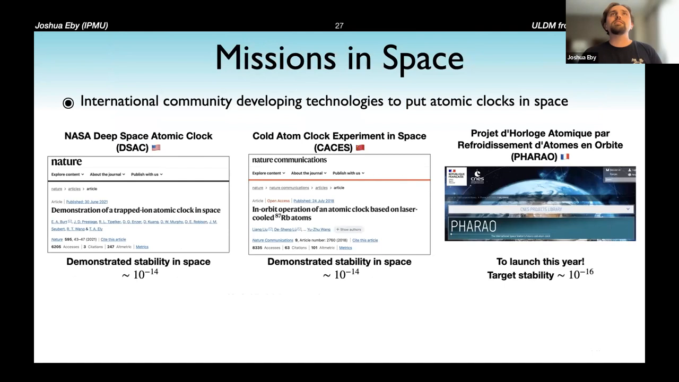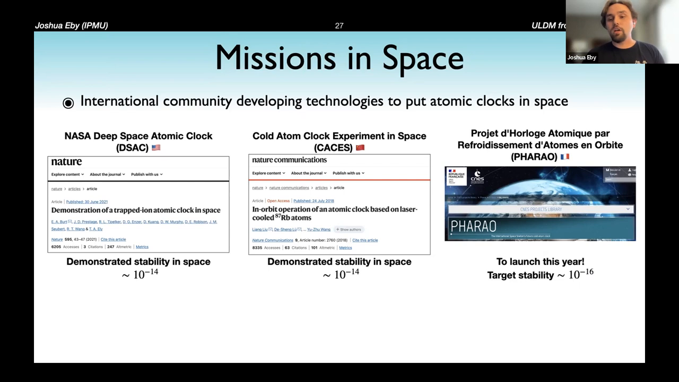The other side of this is that atomic clocks in space are already well motivated for lots of other reasons. Federal governments around the world are super excited, and they're basically racing to put the best atomic clock in space right now. NASA's Deep Space Atomic Clock has demonstrated 10 to the minus 14 stability in space. This corresponds roughly to the ability to measure delta alpha over alpha at this level, not exactly, but roughly.